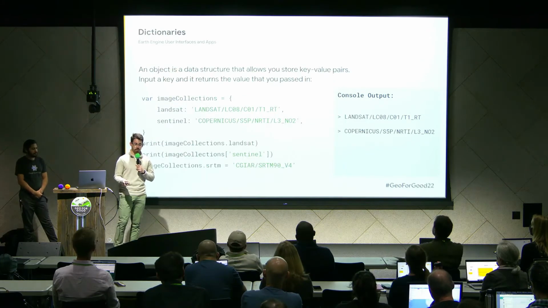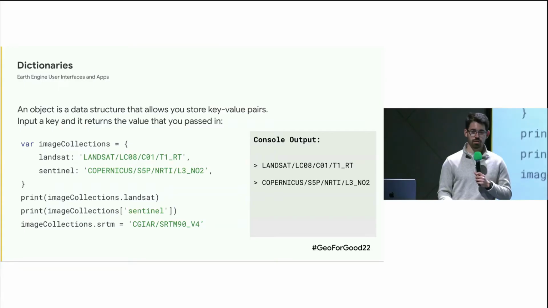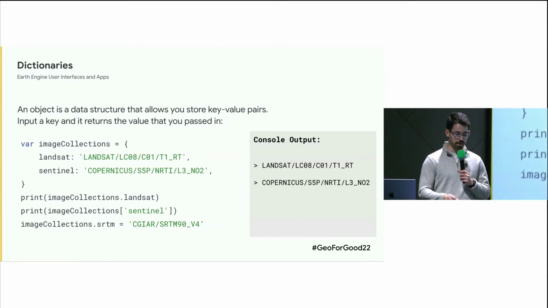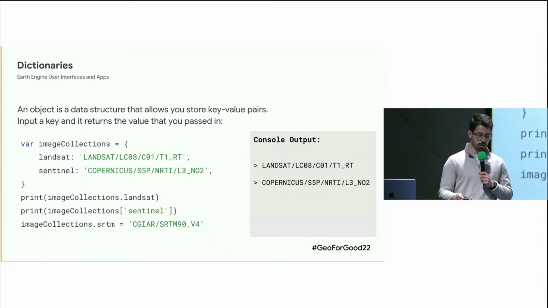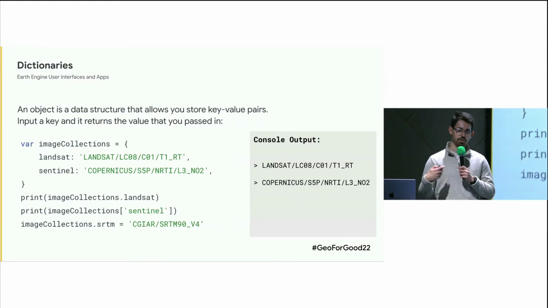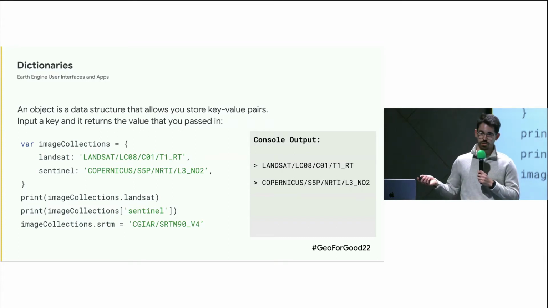And then also, dictionaries are really important. So this is a way to store key value pairs. And you can access those values with the dot notation, which we see there, print image collections.landsat, or bracket notation, which is the next line. And we can also add more key value pairs after we initialize the dictionary. Any question about those?